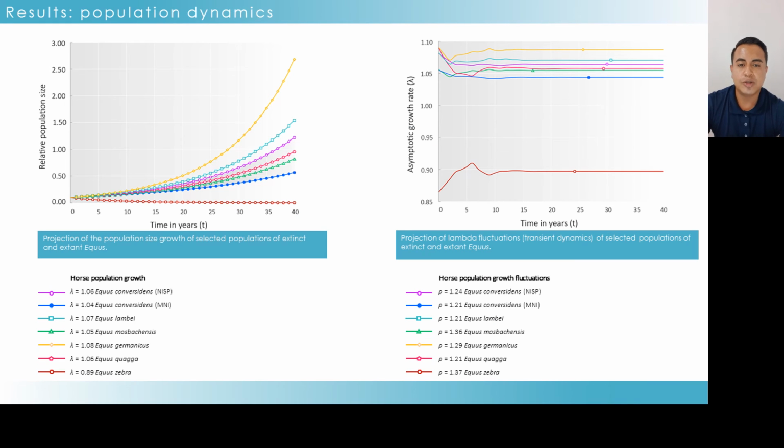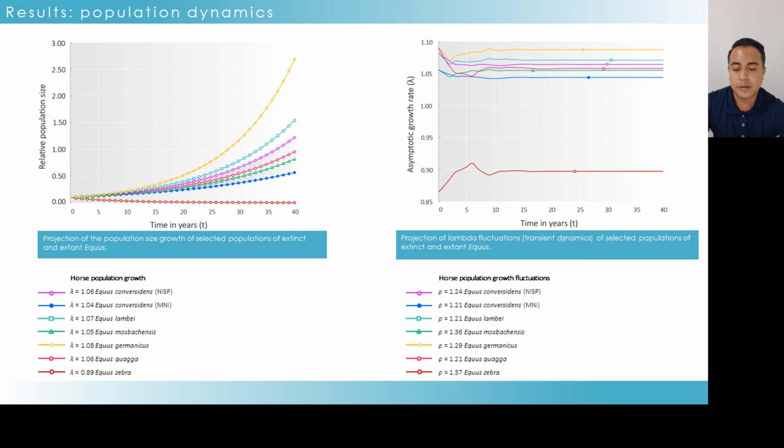The population projection of Equus conversidens and the selected populations of equids shows values of population growth rates greater than 1, except for the population of Equus zebra. For populations with positive growth, the average asymptotic growth rate is 1.06, which suggests populations with stable growth and non-impacted age structures. The transient dynamics of selected equid populations were explored by projection of the values of asymptotic growth rate, or lambda, and by the analysis of damping ratio values, or rho.